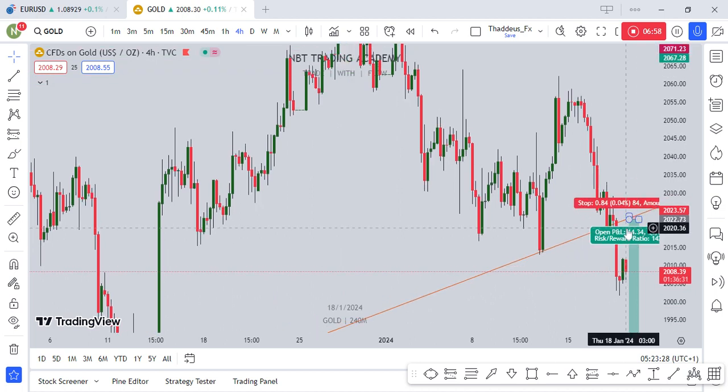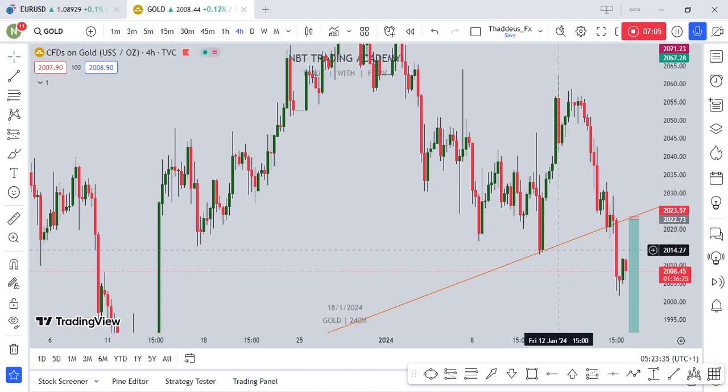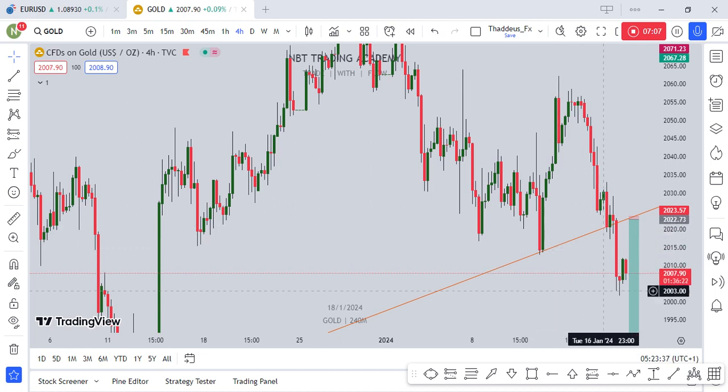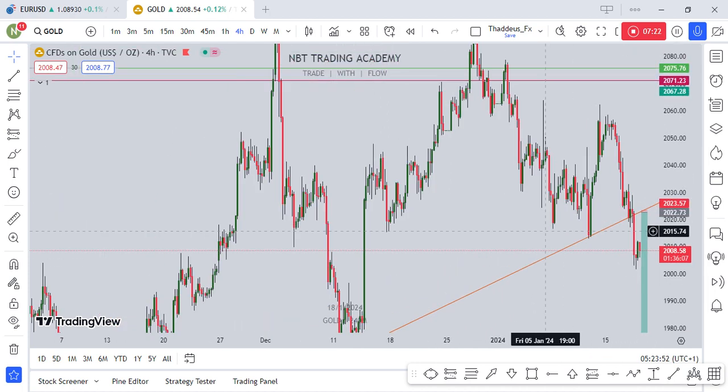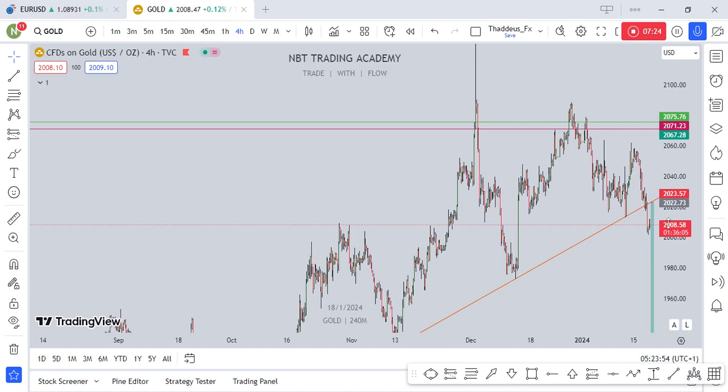I might look to change my entry point, because the market varies at any point. I might look to enter from here, as I said. I might look to enter from here. I might even look to enter from here, depending on the condition of the market, depending on what the market tells me. The market acts and I react. I don't just predict. The market acts and I react.